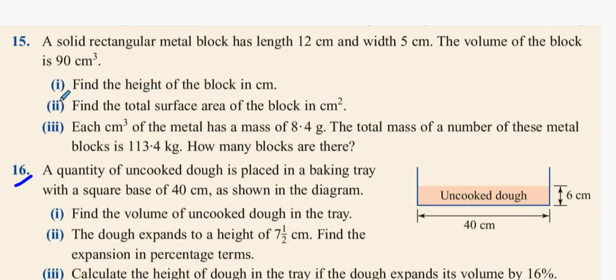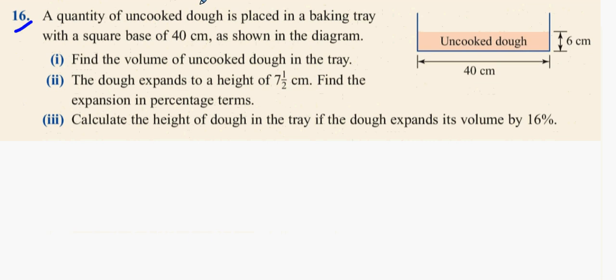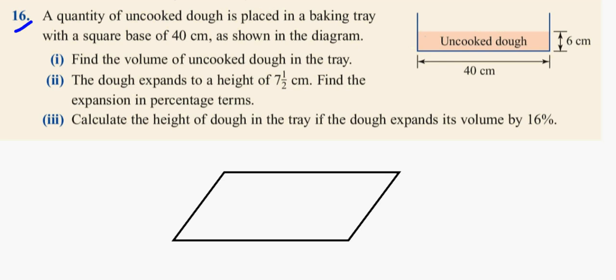What's the next one we're doing? 16? A quantity of uncooked dough is placed in a baking tray with a square base of 40. So it's more like this. The diagram is a 2D diagram. If you ever want to do a 3D diagram, just draw a parallelogram. And then draw one of these. I'll use this to represent the dough.